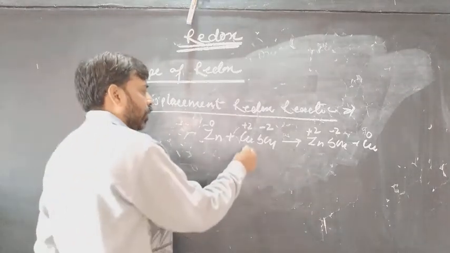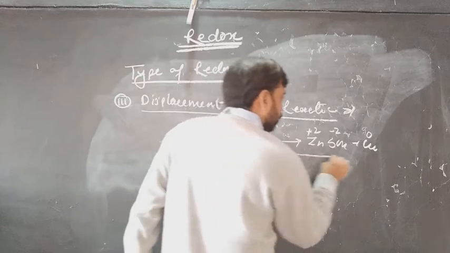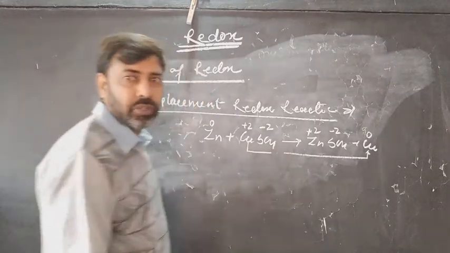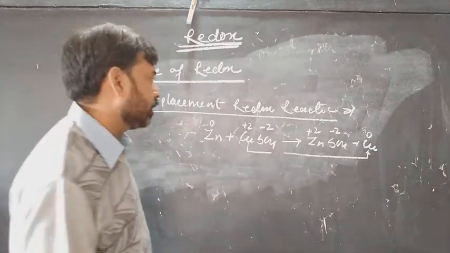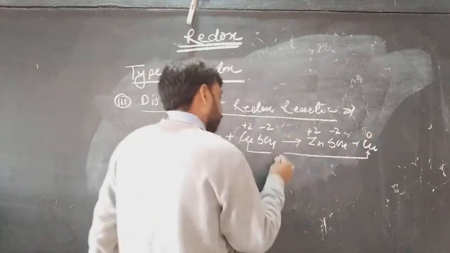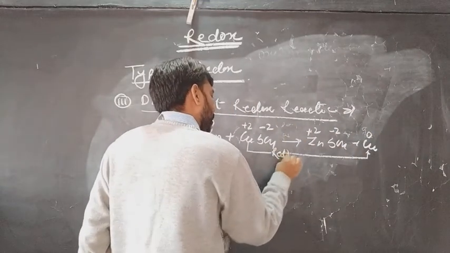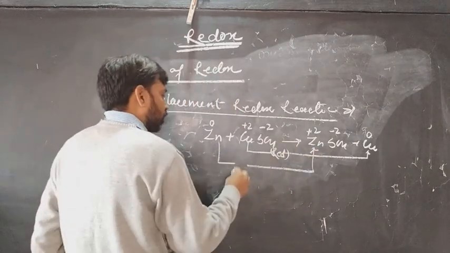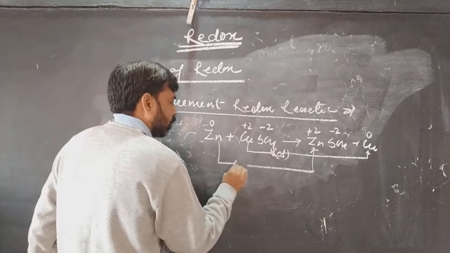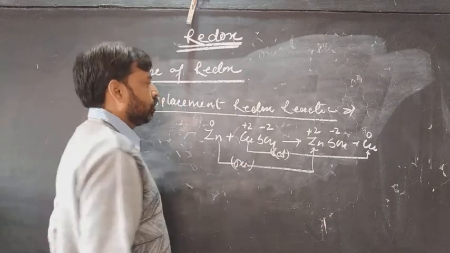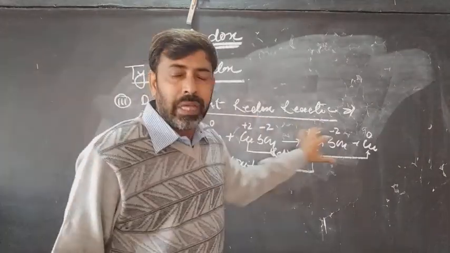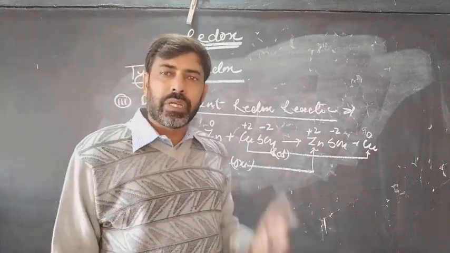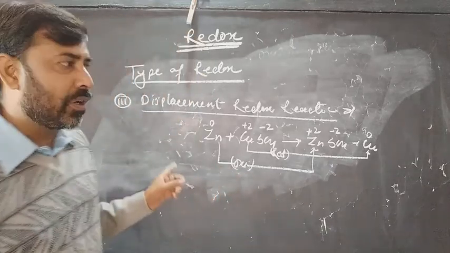What is the change in the oxidation number of copper? Copper is changing from +2 to 0. The variation +2 to 0, whether it is positive or negative, is it an increase in oxidation number or a decrease? Surely +2 is a greater value than 0, so it is the process of reduction. And what about zinc? Zinc is changing to +2 oxidation state, so it is the process of oxidation, 0 to +2. So this is an example of displacement, and this is also an example of redox. So the reaction will be called the displacement redox reaction.